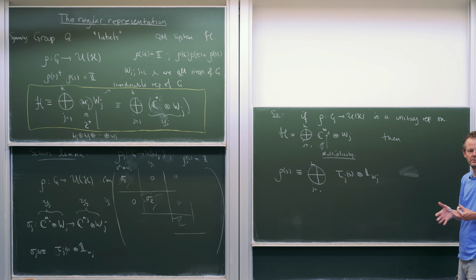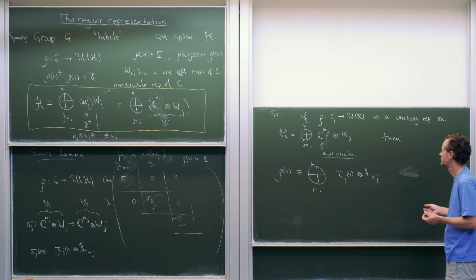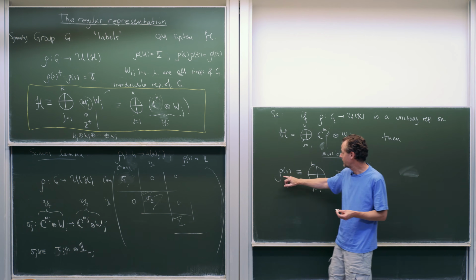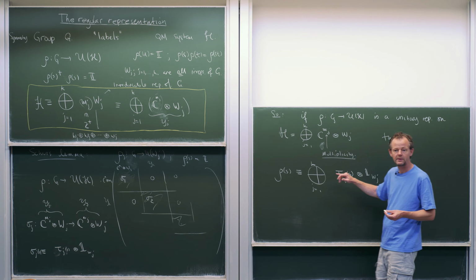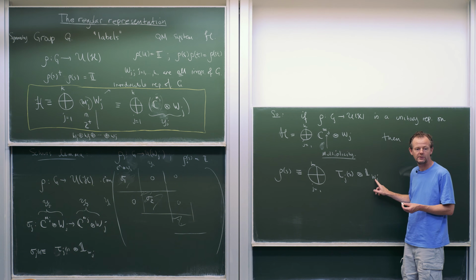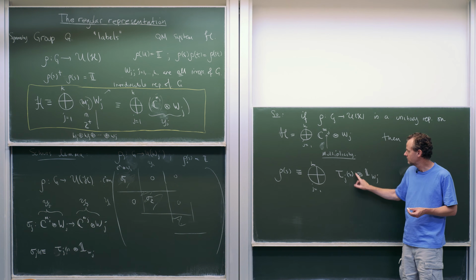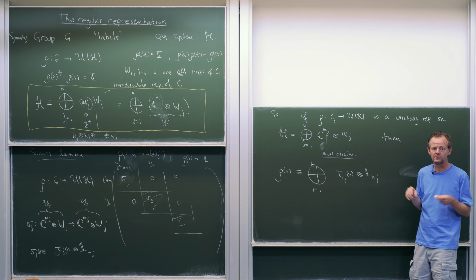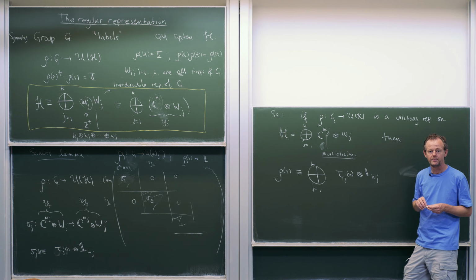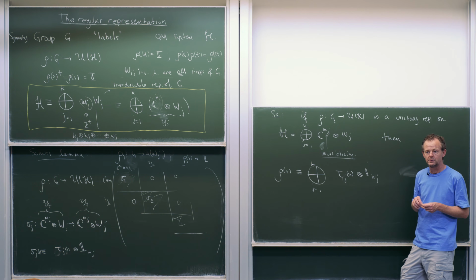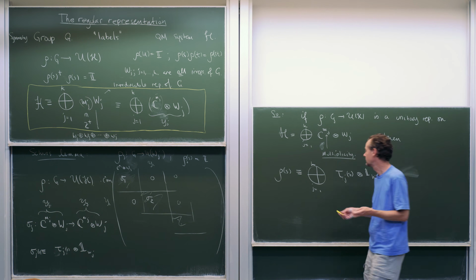Okay, so we've learned something. We've learned that the way our symmetry acts on a quantum mechanical system is, well, as the identity on each of these irreducible factors, tensor some action on this multiplicity space. It has a name, it's called the multiplicity space. And this turns out to be extremely useful in applications, this realization.